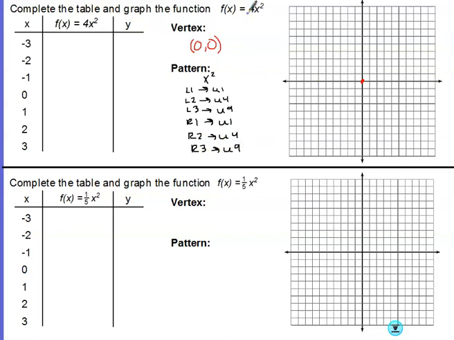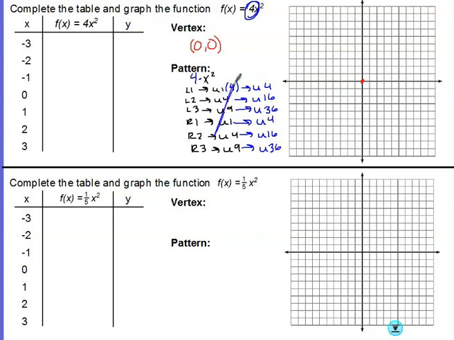And I go ahead and multiply by the coefficient in front of that x squared. So when I multiply by 4, my up 1 becomes up 4. Up 4 becomes up 16. Up 9 becomes up 36. Up 1 becomes up 4. Up 4 becomes up 16. Up 9 becomes up 36.